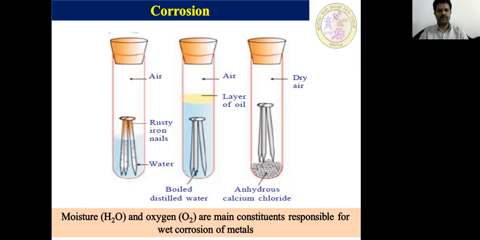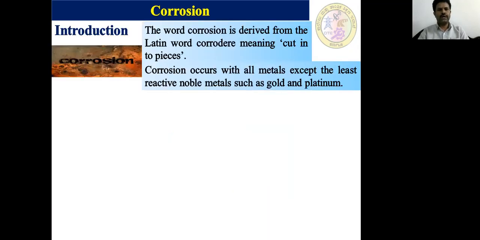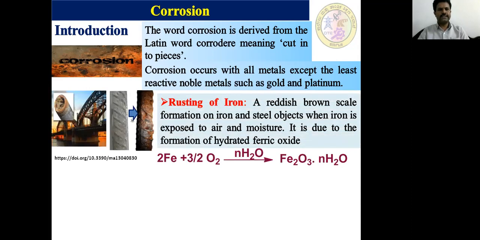The word corrosion is derived from the Latin word corrodere, the meaning of which is cut into pieces. Corrosion occurs with all metals except the least reactive noble metals, as you know, such as gold and platinum. Examples for corrosion: we can consider rusting of iron. It is an example for corrosion.